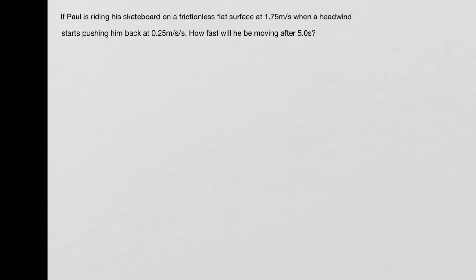So here we have Paul riding a skateboard on a frictionless flat surface. Remember, this is physics world, so Paul couldn't get going at 1.75 meters per second if it was completely frictionless. But we say he has a headwind that starts pushing back on him at 0.25 meters per second every second. And we want to know how fast he'll be moving after 5 seconds.